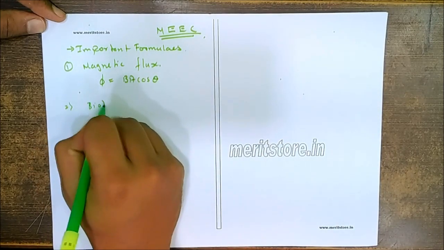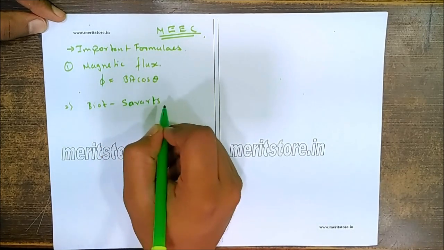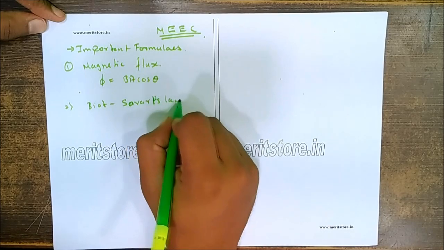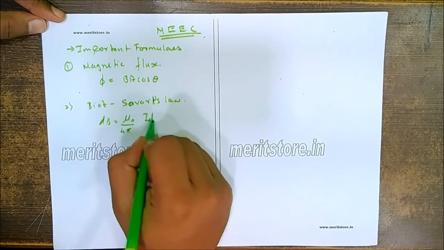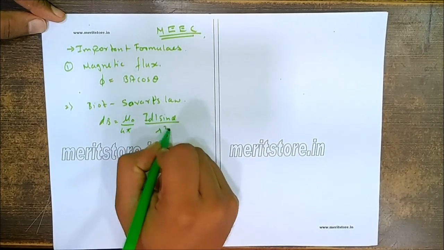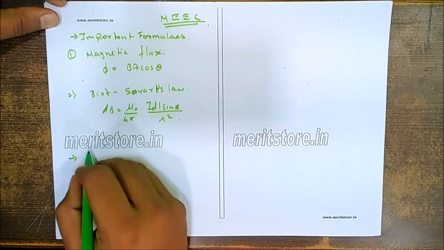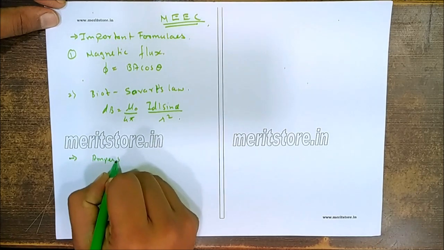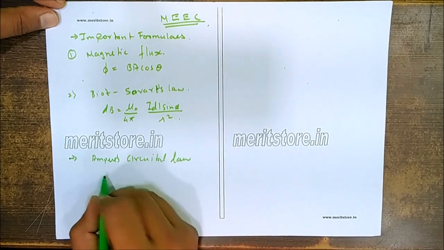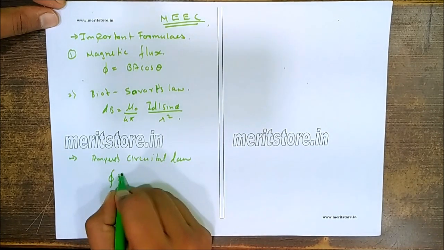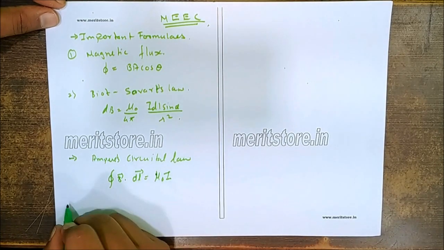Next is Biot-Savart's law. Although it's a part of standard 11th, it has importance in standard 12th. We all know this law as dB is equals to mu naught upon 4 pi dl sine theta upon r square. Now the next is Ampere's circuital law, we can say line integral of B bar dot dl bar is equals to mu naught times I.